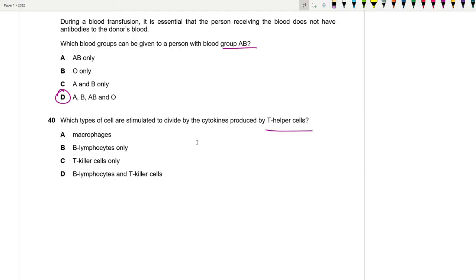So according to our syllabus, T helper cells stimulate B lymphocytes and T killer cells. The helper cells stimulate T killer cells, cytotoxic T cells, and B lymphocytes. They cause their proliferation, right? But T helper cells also stimulate macrophages in a way that's more complex. You don't need that. So according to your syllabus, just know that T helper cells stimulate B lymphocytes and T killer cells.